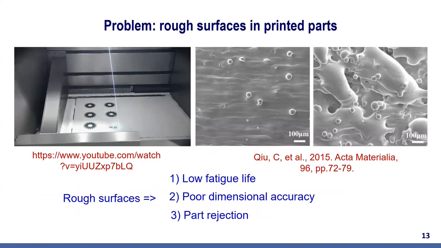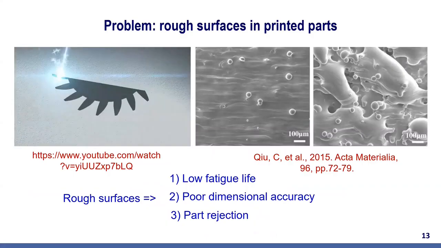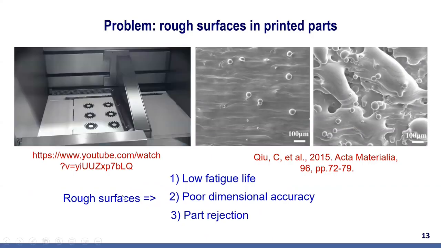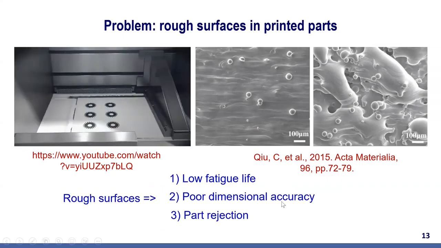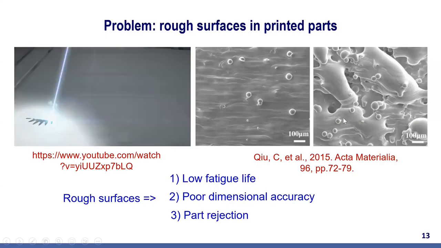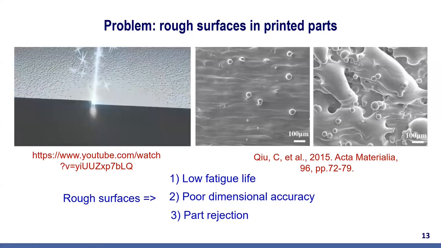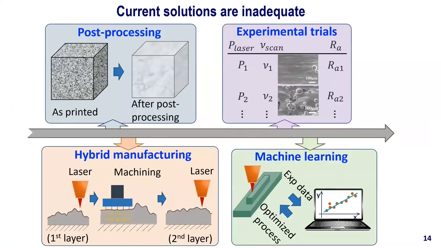Surface roughness is another very important problem. Rough surfaces like the ones you see on the two pictures on the right can provide low fatigue life, poor dimensional accuracy, and in extreme cases may result in part rejection. So this is a big problem in additive manufacturing.